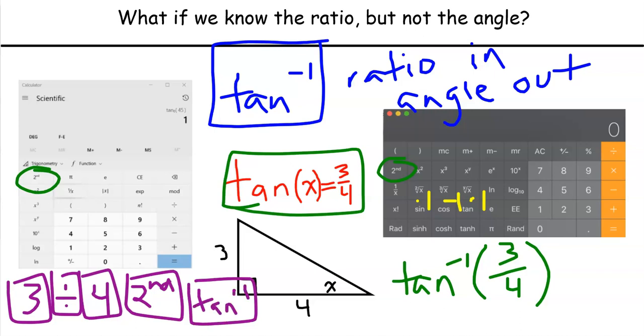So you'll get lots of practice with both using the inverse tangent and with using the tangent function, but that's our introduction to trigonometry through the tangent ratio. And the tangent ratio of an acute angle in a right triangle is the ratio of the opposite leg over the adjacent leg.